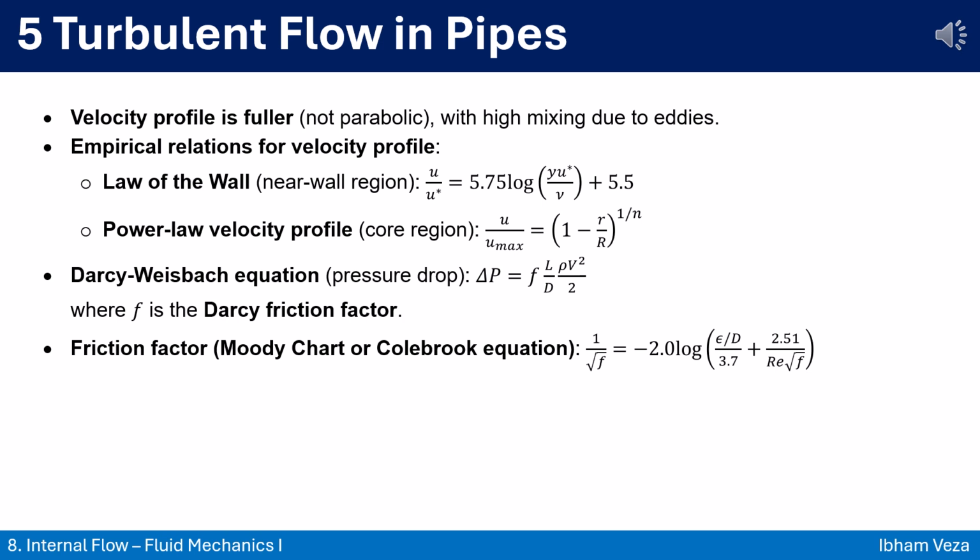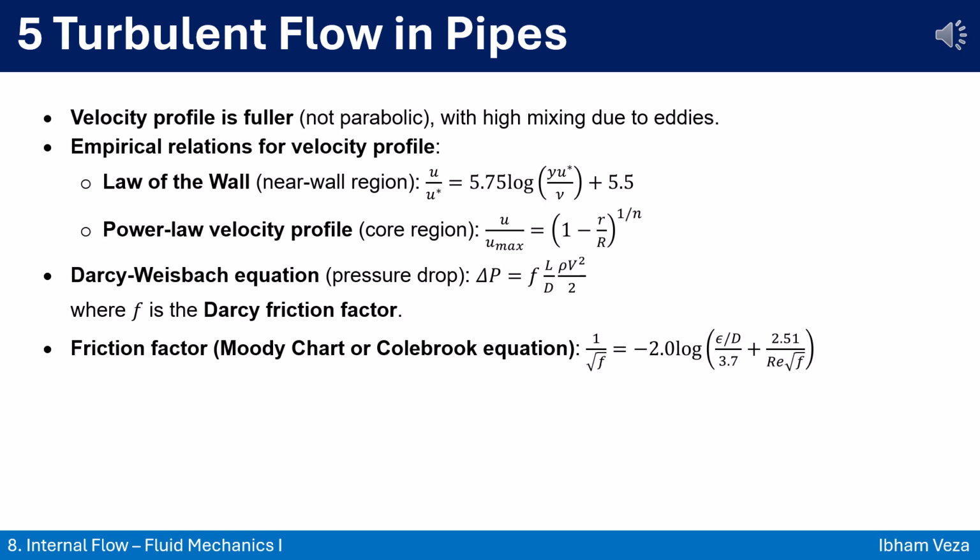Delta P equals f times L divided by D times rho V squared divided by 2. The friction factor f encapsulates how much resistance the turbulent flow encounters. It's not constant. It depends on Reynolds number and pipe roughness. That's where the Colebrook equation comes in. It's an implicit equation that relates the friction factor f to both the relative roughness, epsilon divided by D, and the Reynolds number. Solving it often requires iteration or using the Moody chart.